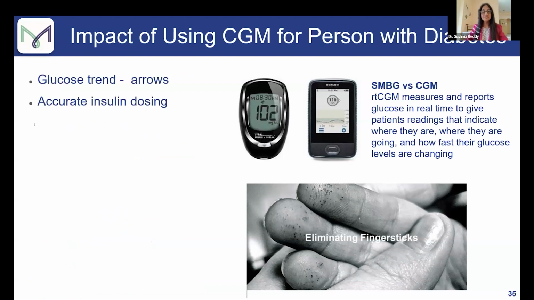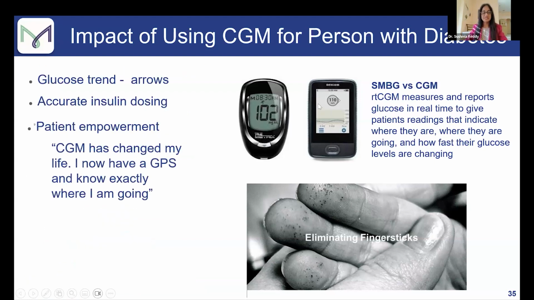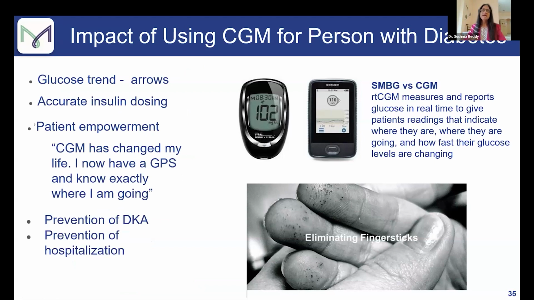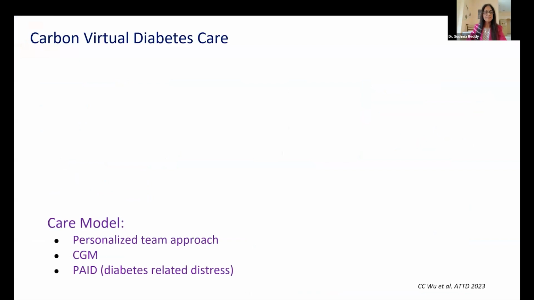If your patients are on insulin, they know exactly how much to give because they can see where they're headed. One of my patients who was on a sulfonylurea called it his GPS because he now knew where he was headed and he could go to bed without worrying about a low glucose. And there've been good studies showing that in patients on multiple insulin injections, using a CGM prevents hospitalizations related to DKA and related to diabetes. So again, cost saving as well for the entire health system.